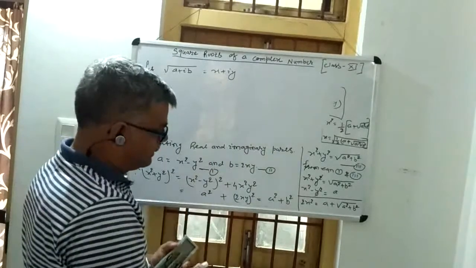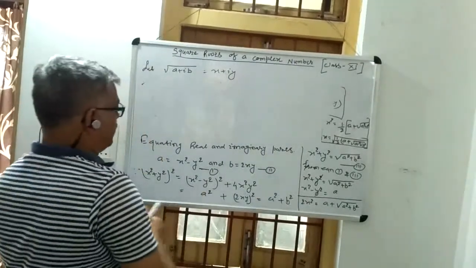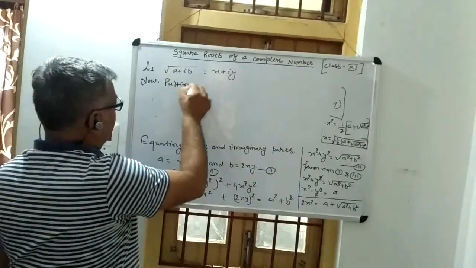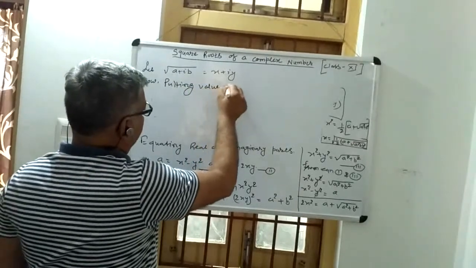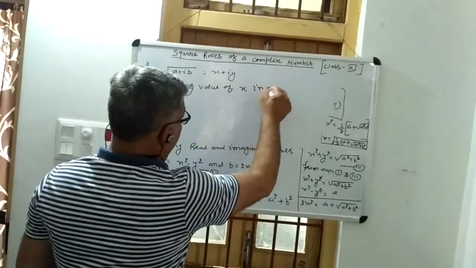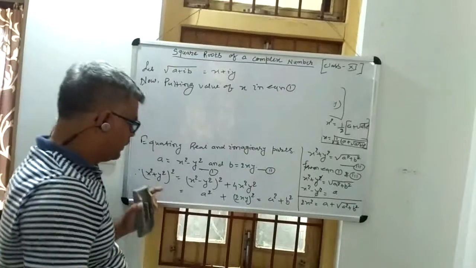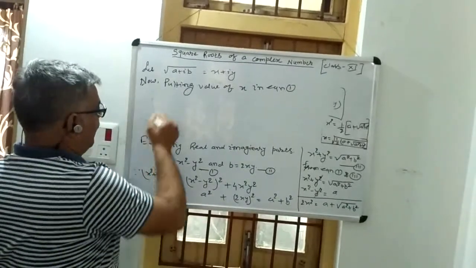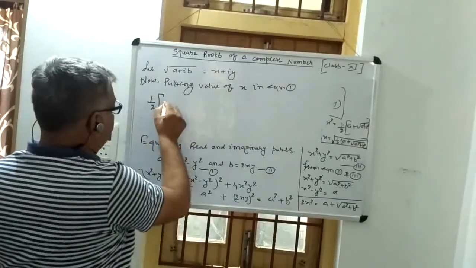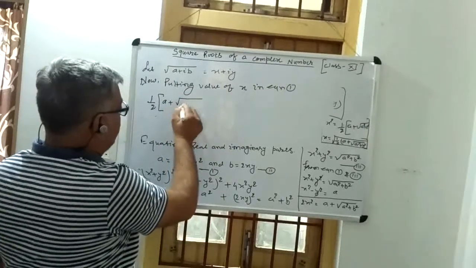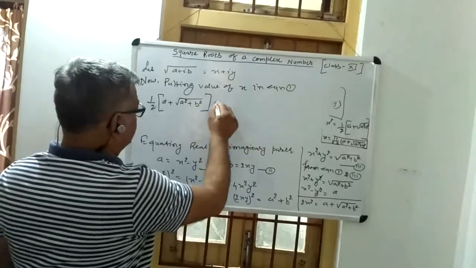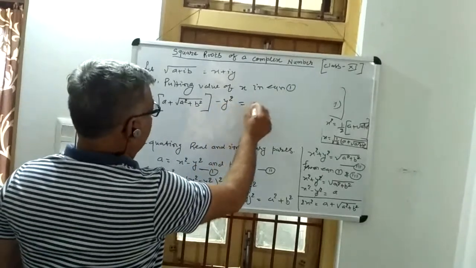substituting the value of x. Now putting the value of x in equation first, we have x square equals half into (a plus under root a square plus b square) minus y square equals a.